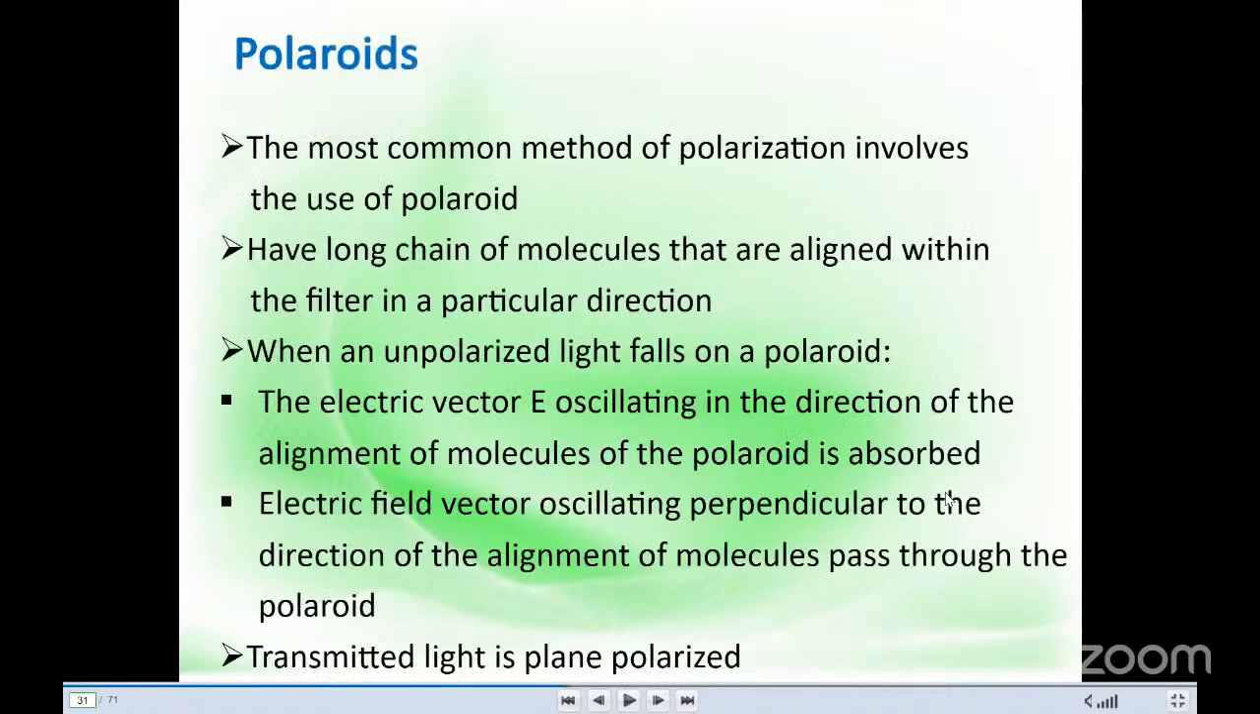What do you mean by polaroids? Yesterday we discussed that the most common method of polarizing involves the use of polaroids. There is a long chain of molecules aligned within the filter in a particular direction. When unpolarized light falls on a polaroid, what will happen? The electric vector oscillating in the direction of alignment of the molecules of the polaroid is absorbed, and the component perpendicular to the direction of alignment passes through the polaroid. Two things you have to observe. The transmitted light is plane polarized.